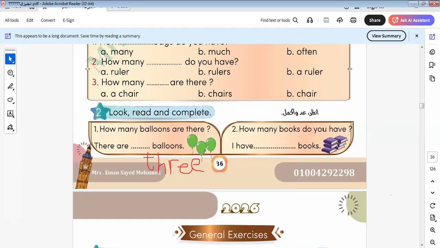How do I know? 1, 2, 3, so it will be 3. How many space books do I have? 1, 2, 3, 4, 5, 6. So it will be: I have 6 books. Let's go to another item here.